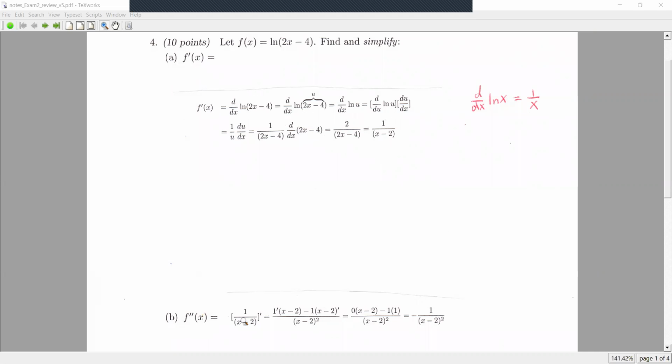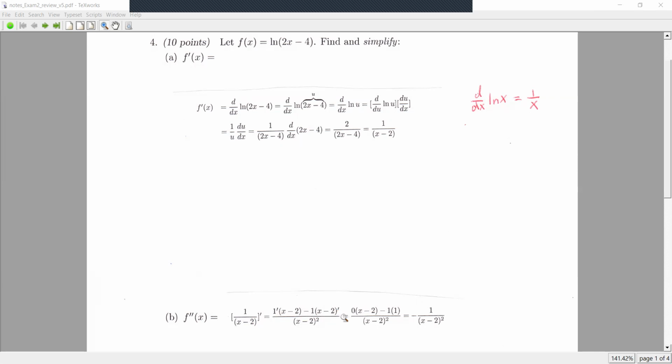Because 1 over x minus 2 is a quotient, we apply the quotient rule to compute this derivative. By the quotient rule, this derivative is equal to the derivative of the top times the bottom, minus the top times the derivative of the bottom, then divided by the bottom squared.